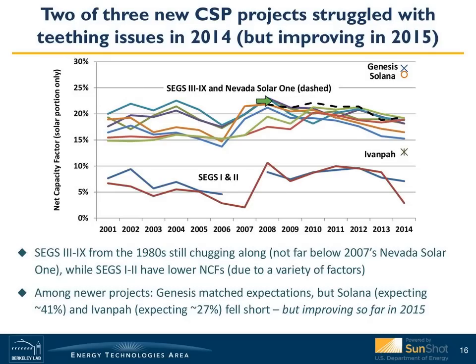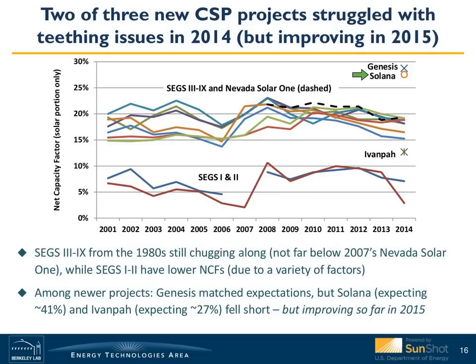Among the newest projects, really only one of them, Genesis, which is a 250 megawatt trough project without storage, is the only project of these 3 that has really matched its performance expectations in 2014. Solana, which is another 250 megawatt trough project but with 6 hours of storage, anticipates a long-term capacity factor of around 41%, but in 2014 turned in roughly 28% capacity factor.